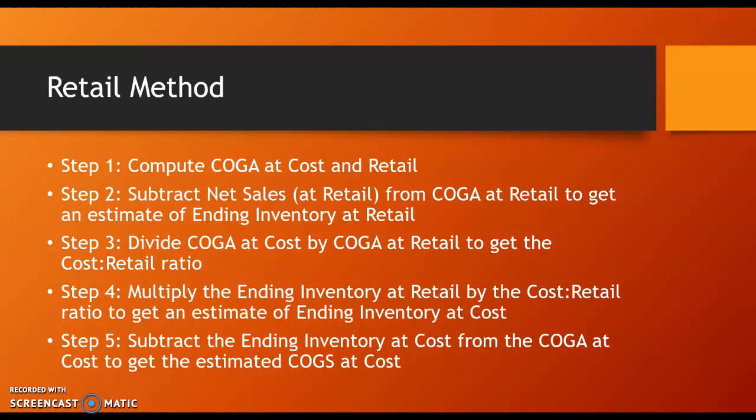Step 4, multiply the ending inventory at retail that we calculated back up in step 2 by the cost retail ratio that we just calculated in step 3. We're going to multiply those two numbers together, and that gives us an estimate of what ending inventory should be at cost as opposed to retail. Then we're going to subtract the ending inventory at cost from the cost of goods available at cost, which is our normal formula to get cost of goods available.